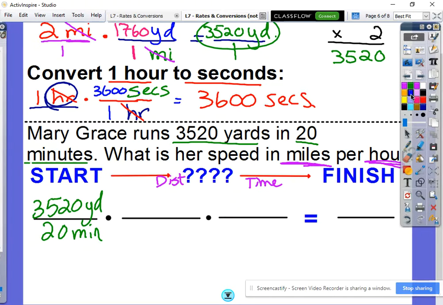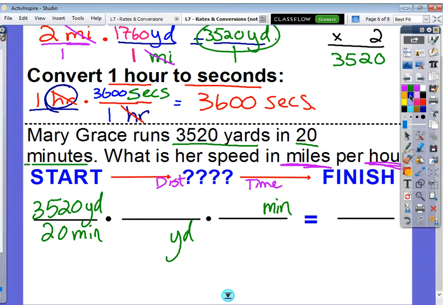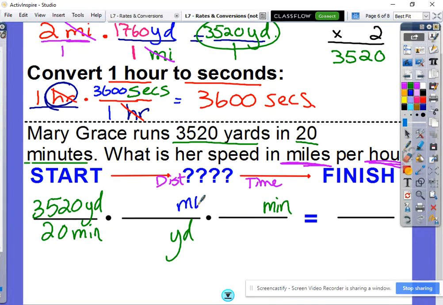And now let's set up our units. We're trying to cancel yards. So that means that if yards is on the top here in the distance fraction, it needs to go on the bottom. And then we're trying to cancel minutes in the bottom. So in our time fraction, minutes has to go on the top. So really important that we get those in first. Then we replace it with what we're trying to convert into. In this case, we're trying to convert into miles, and we're trying to convert into hours.